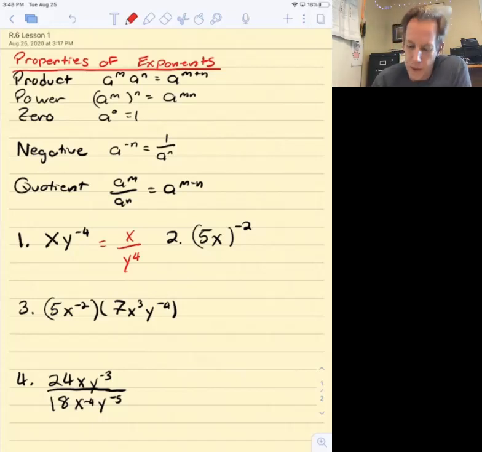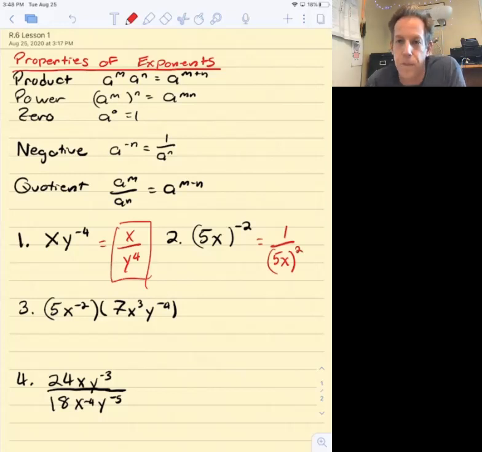All right, number 2 is more of a two-step problem. First thing we're going to do is use the negative property to rewrite this as 1 over 5x quantity squared. That takes care of the negative exponent, but now we can actually go ahead and take 5 squared and x squared. So the final answer for number 2 is going to be 1 over 25x squared.